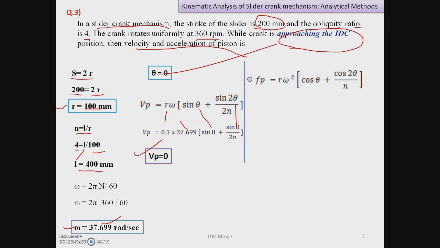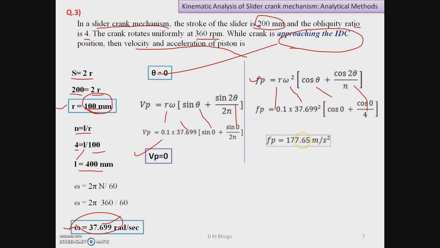Now for acceleration of piston we have this equation, f equals r omega square into cos of theta plus cos twice theta upon n. Let us substitute the values. R is 0.1 meters. Omega is 37.699 radian per second. Theta is 0 and n is 4. So after solving this we get acceleration of piston as 177.65 meter per second square.